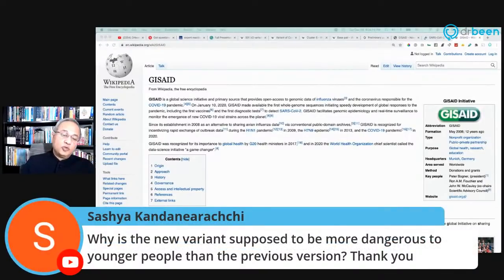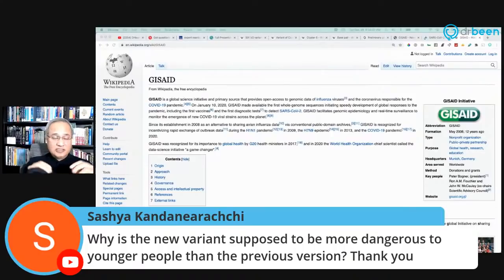So Sasha says, why is the new variant supposed to be more dangerous to younger people than the previous version? Very good question. Remember, I've talked about children and their protection from this virus many times. The main reasons: number one, they have fewer ACE2 receptors or enzymes on their cells. Number two, they have better cross-reactivity and cross-immunity. Number three, they have better NK cells. Because they have less ACE2, the original SARS-CoV-2 variants were not able to enter their cells that easily. So most of the time, it was just a mild or asymptomatic situation.